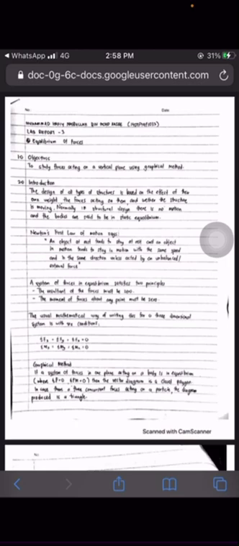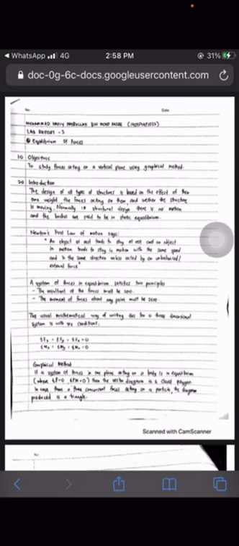The introduction: the design of all types of structure is based on the effect of their own weight, the force acting on them, and whether the structure is moving. Normally, in structural design there is no motion and the bodies are said to be in static equilibrium. Newton's first law of motion says an object at rest tends to stay at rest, and an object in motion tends to stay in motion with the same speed and in the same direction unless acted on by an unbalanced or external force.